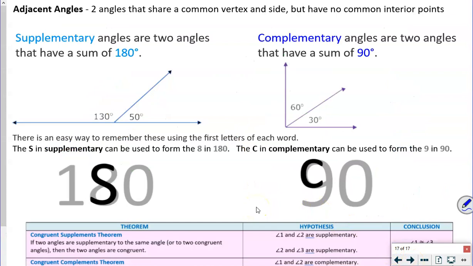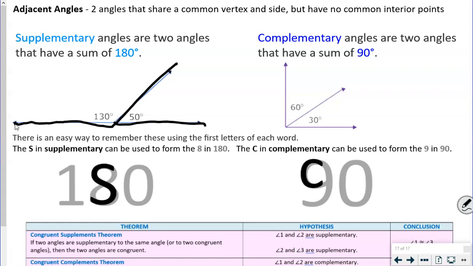Okay, so then we're going to talk about adjacent angles. These are two angles that share a common vertex inside but have no common interior points. So what does that mean? That means this angle right here and the one beside it, they form a line. They don't always have to form a line, but this is what we call a linear pair. We're going to talk about that some more tomorrow. But supplementary angles are two angles who have a sum of 180 degrees, whereas over on the right, we have two angles, 60 and 30, that add up to be 90.